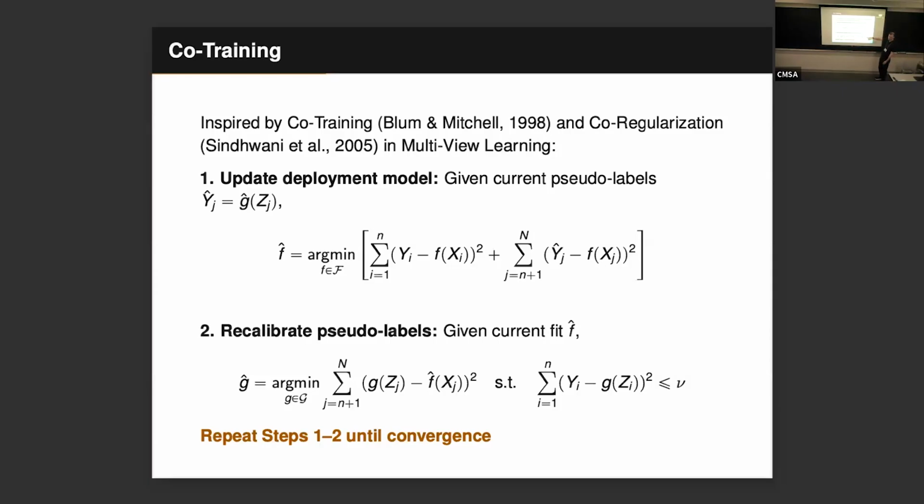And this new parameter here modulates the degree to which I'm being true to these true labels. Then I'm just going to go back and forth, iterating this in a loop until I get convergence. So first I update the deployment model with some pseudo labels, recalibrate the pseudo labels, go back to the deployment model, and so on and so forth. Just iterate back and forth.